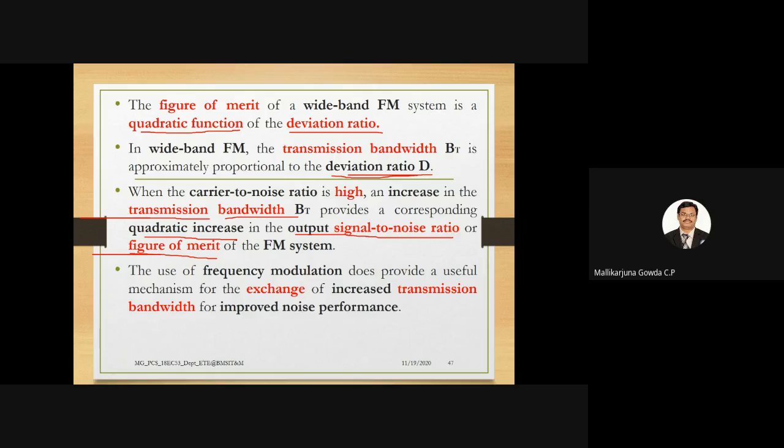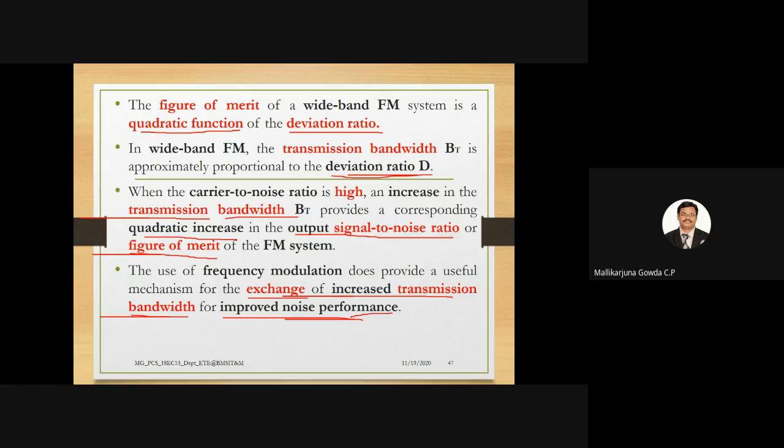Frequency modulation provides a useful mechanism for the exchange of increased transmission bandwidth for improved noise performance. Okay, because the figure of merit will be more than one. Yes, is this fine? These two sentences are very, very important. Though the transmission bandwidth required for FM modulation is more, it is providing an improvement in the noise performance of the receiver.